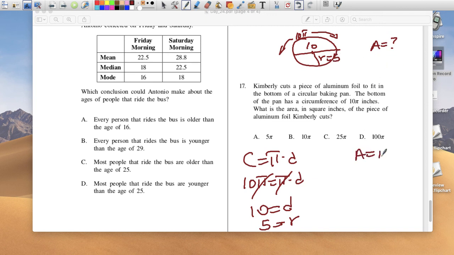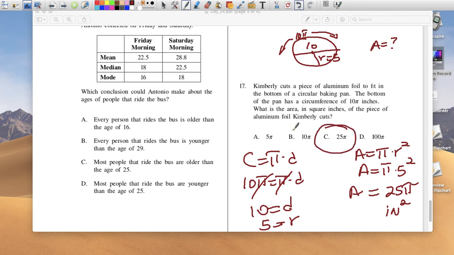Area equals pi r squared. Now that I have the radius, I can find the area. It equals pi times 5 to the second power. And that's going to give me 25 pi. And if you look at your multiple choice answer, it does leave your answer in terms of pi, which is squared, by the way. So we don't even have to go any further and just do that. Okay, that was day 24.